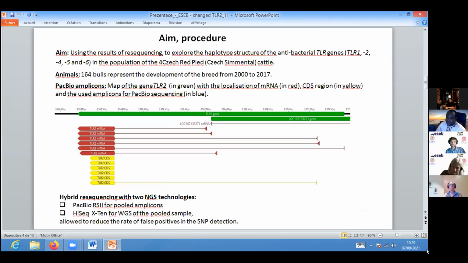The TLR genes coding for toll-like receptors of the antibacterial series, namely TLR1, TLR2, TLR4, 5, and TLR6, were resequenced using the technology of Pacific Biosciences, and whole genome sequencing with Illumina X10 technology was also applied in order to reduce the error rate of sequencing and to confirm the SNPs for subsequent genotyping of individual animals.